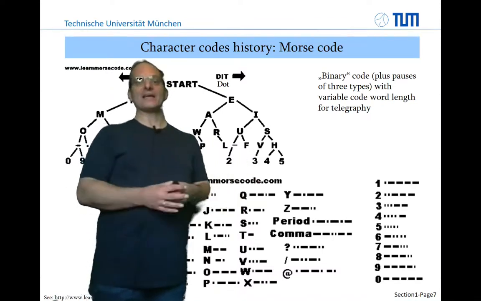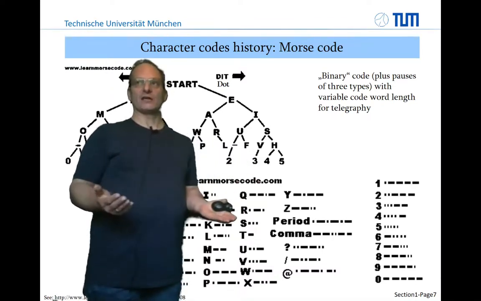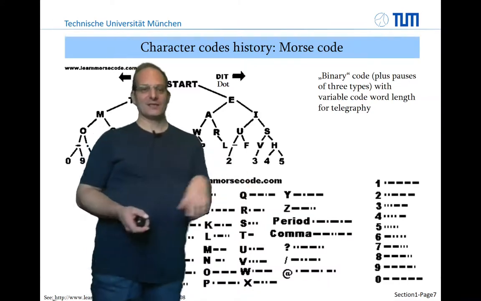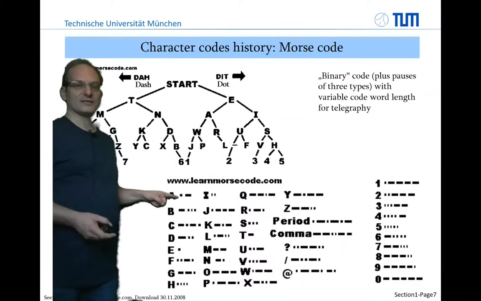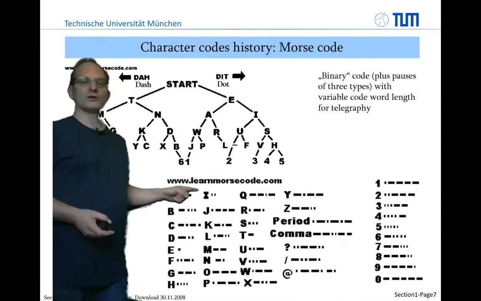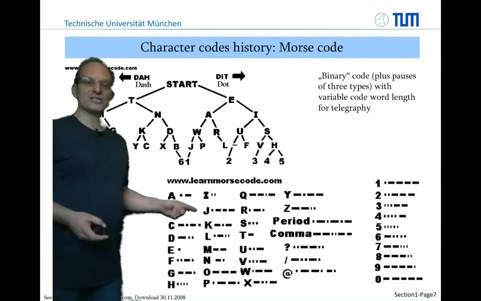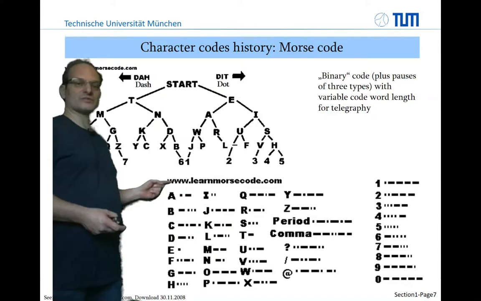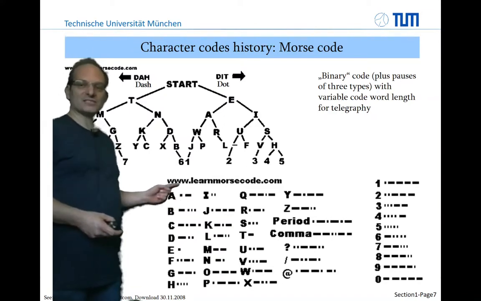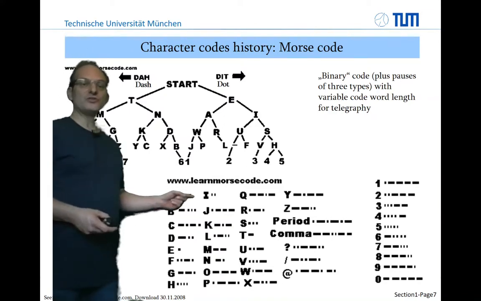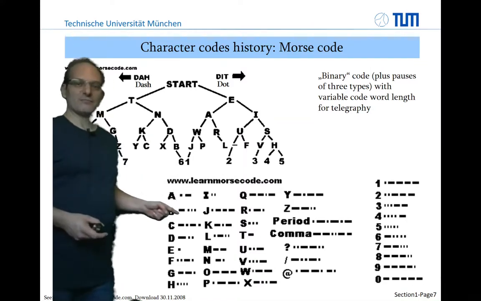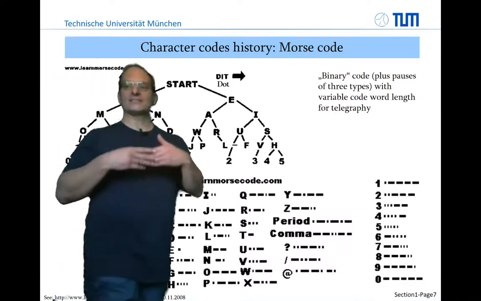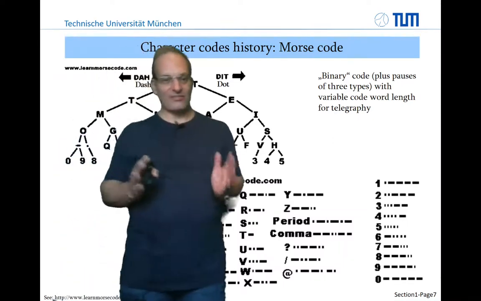It looks like a binary tree and it looks like a binary code. But the problem here is that you have a code where each representation does not have the same length. So you have individual representations. For example, the A has just two signs or two characters, and the B has four. So it's not fixed length.